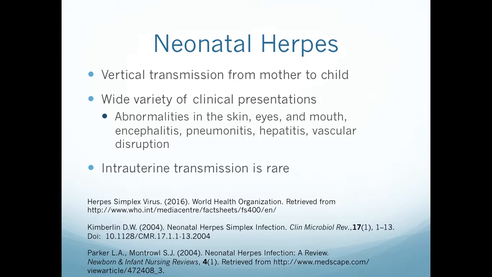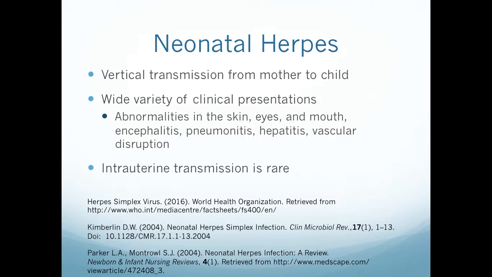An interesting complication of both HSV1 and HSV2 genital herpes is neonatal herpes, which arises from the vertical transmission of the virus from mother to child during vaginal birth. Neonatal herpes generally occurs when the mother becomes infected with herpes during pregnancy, particularly late in pregnancy, and it does not usually occur if the woman has been infected with herpes prior to pregnancy. Neonatal herpes has a range of presentations, including abnormalities in the skin, eyes, and mouth, encephalitis, pneumonitis, hepatitis, and vascular disruption.